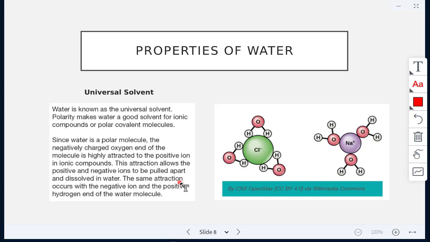the negatively charged oxygen end of the molecule is highly attracted to the positive ion in ionic compounds. So in this example, we're looking at salt, sodium Na+, and chlorine, which is Cl-. So that attraction allows the positive and negative ions to be pulled apart, allowing it to dissolve in water. So the same attraction is happening with the negative ion and the positive hydrogen end of the water molecule. So here the Cl- is attracted to the hydrogen, and then the sodium, which is positive, is attracted to the oxygen, which is negative.